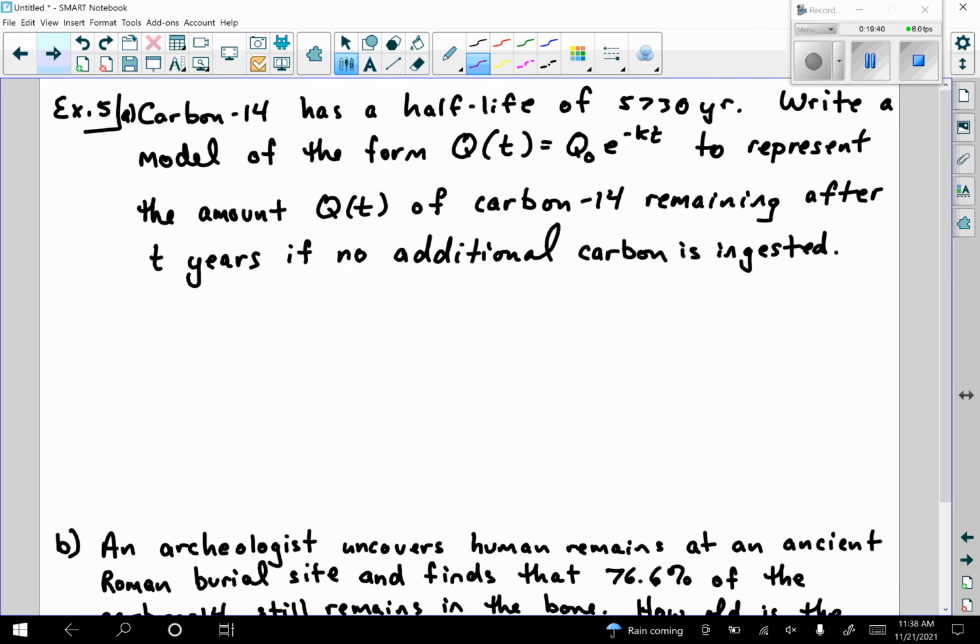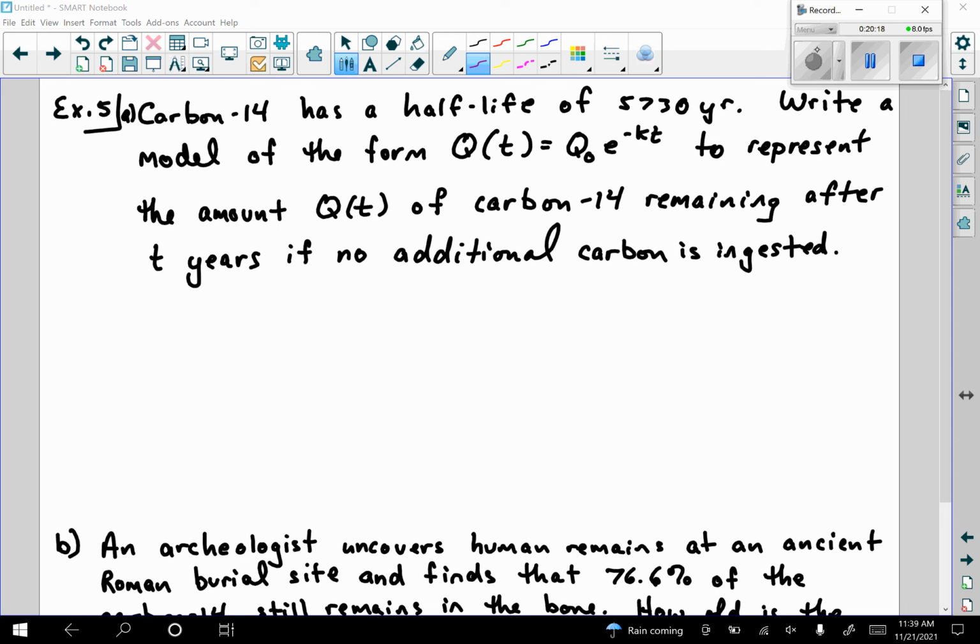Okay, this next one deals with exponential decay. Again, pause the video to copy this down. In part A, it says carbon-14 has a half-life of 5,730 years. We want to write a model of the form Q of t. So notice this is still like A equals P times e to the rt, but because it's exponential decay, our rate is decreasing, so we have a negative k times t. And this represents the amount Q of t of carbon-14 remaining after t years if no additional carbon is ingested.